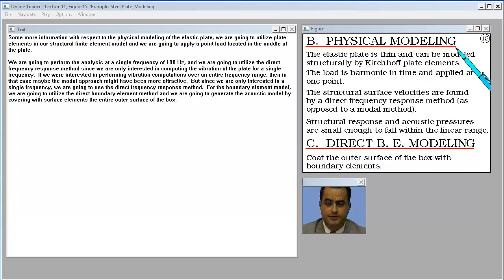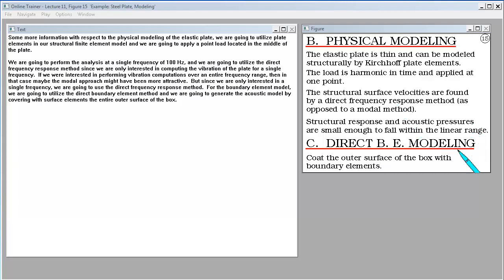Some more information with respect to the physical modeling of the elastic plate. We are going to utilize plate elements in our structural finite element model, and we are going to apply a point load located in the middle of the plate. We are going to perform the analysis at a single frequency of 100 Hz, and we are going to utilize the direct frequency response method, since we are only interested in computing the vibration of the plate for a single frequency. If we were interested in performing vibration computations over an entire frequency range, then in that case maybe the modal approach might have been more attractive. But since we are only interested in a single frequency, we are going to use the direct frequency response method.